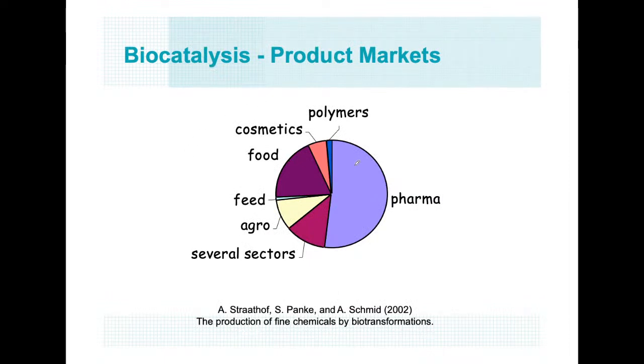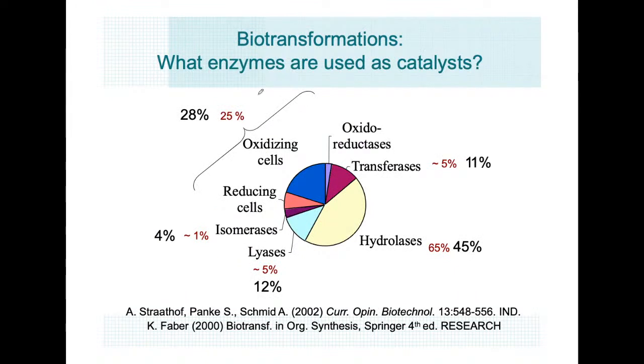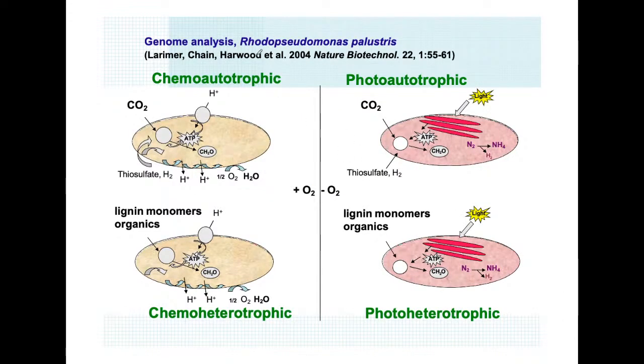In the product market, pharma is the highest user of enzymes. Then comes food, then agro, then cosmetics, then polymers, then feed, and then several other sectors. Further, among these enzymes, hydrolases have the highest percentage. Then come transferases, then oxidizing and reducing enzymes, around 28%. Then lyases, then isomerases, then oxidoreductases. Then this is chemoautotrophic and photoautotrophic.